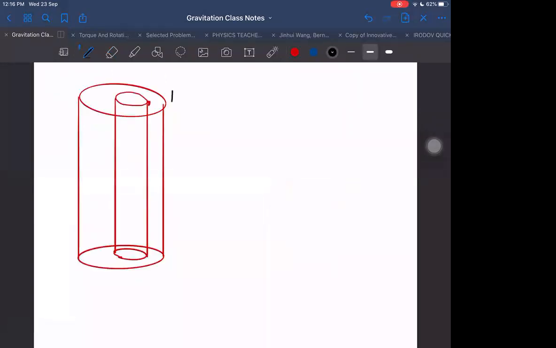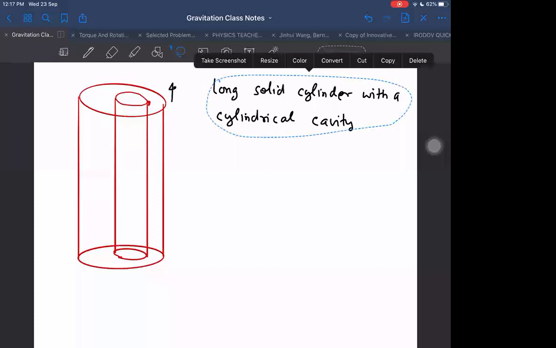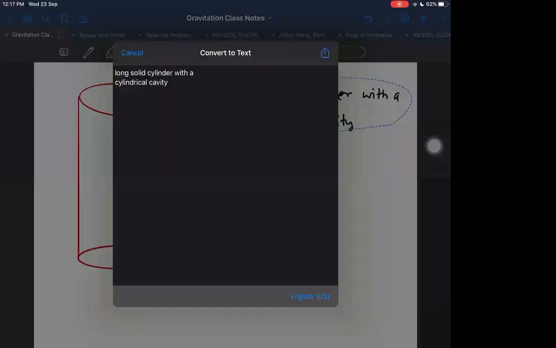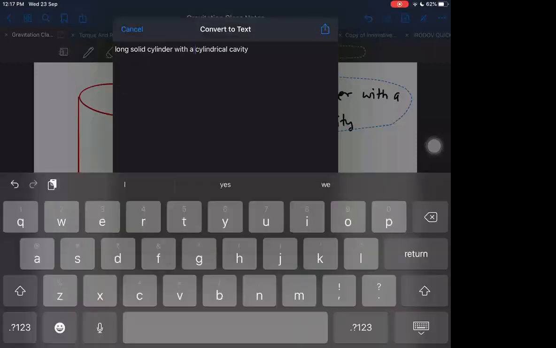If I have a long solid cylinder with a cylindrical cavity, and again, in the same way as last time we did, try to do it in the same way. Let me see whether you can get the answer. Again, considering a point. Do it once. Then after that we will talk.